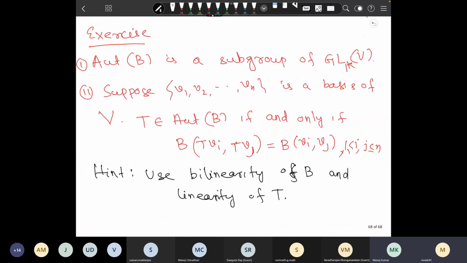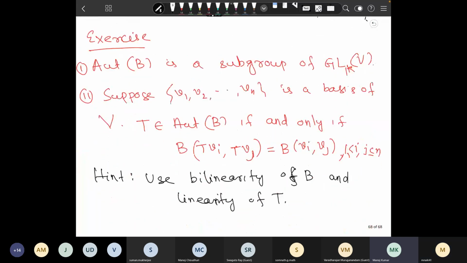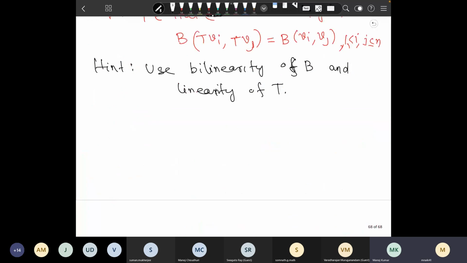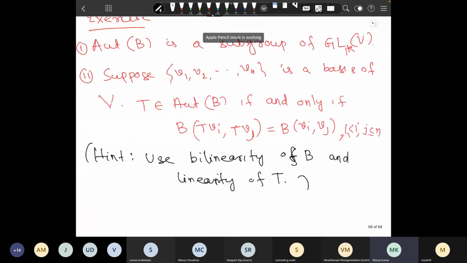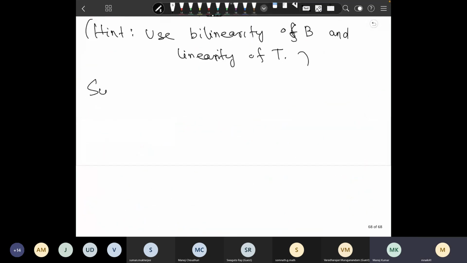Okay, so use bilinearity of B and linearity of T. Now I will come back to this thing. Suppose B is a bilinear form.